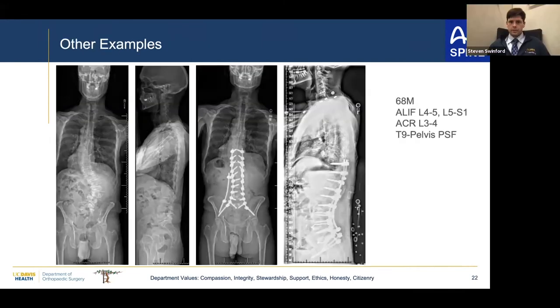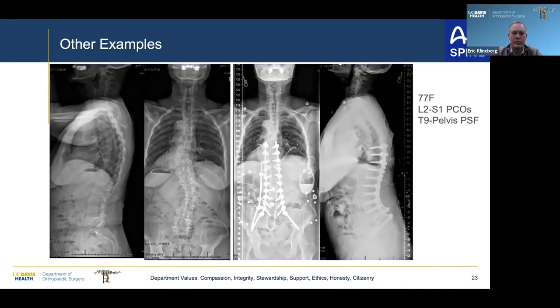And I've actually had the good fortune of doing this technique several times with Dr. Klineberg. This is an example of a 68-year-old male. We did a 2-level ALIF and an anterior column release at L3-4 followed by a T9 to pelvis where we took advantage of this technique. And there's also a 77-year-old female. We did multiple Smith-Petersen column osteotomies, T9 to pelvis. I think this was more of a teaching case for me to get more opportunity putting in a pelvic bolt and learning how to use it rather than necessity for the power that it provides.